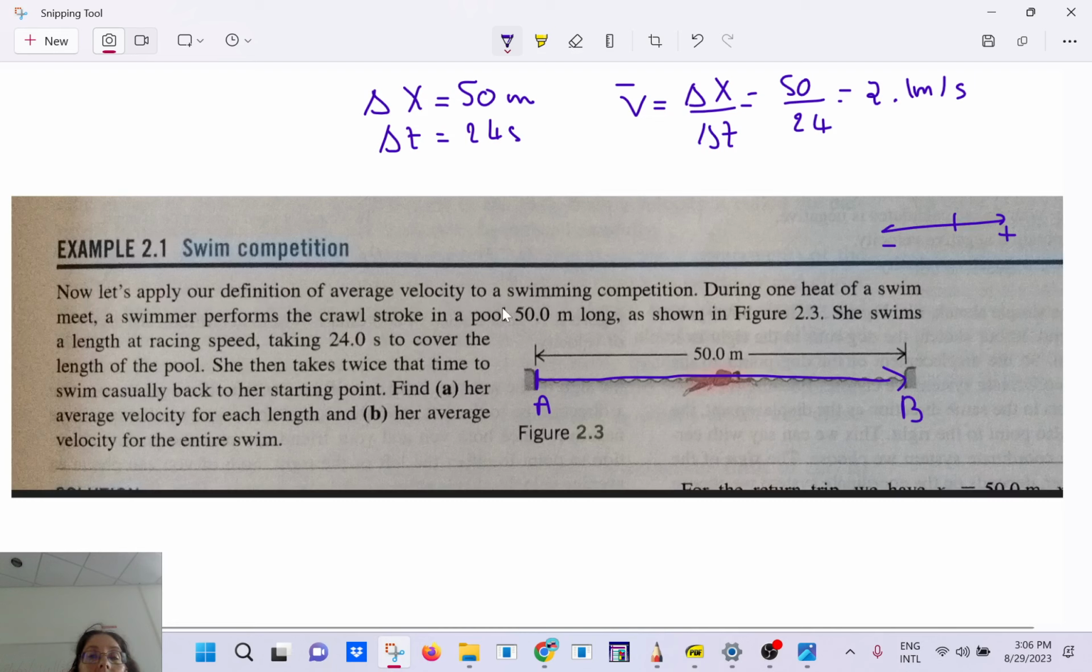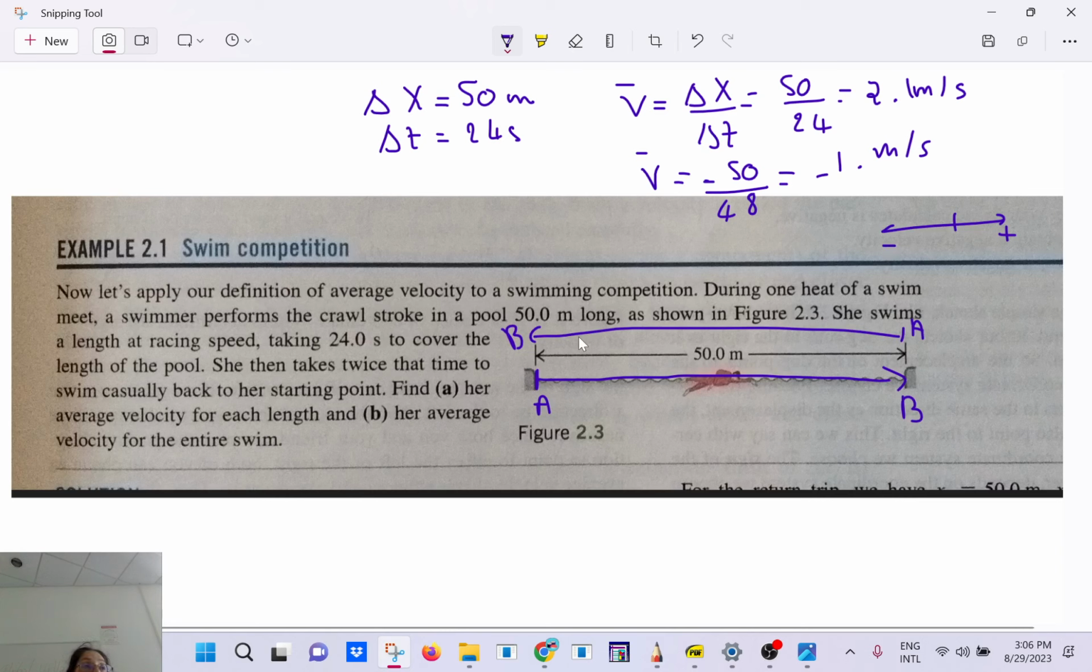She takes twice the time. So, what's the displacement when she's coming back? So, A to B is the same, but with a minus, right? So that was a minus because I'm moving to the left. And here the time is twice, so it's going to be 48. So it's going to be what? She's tired. Minus 1 point something. Negative one meter per second. Okay, that will be the average velocity. There was a minus, meaning left is negative.